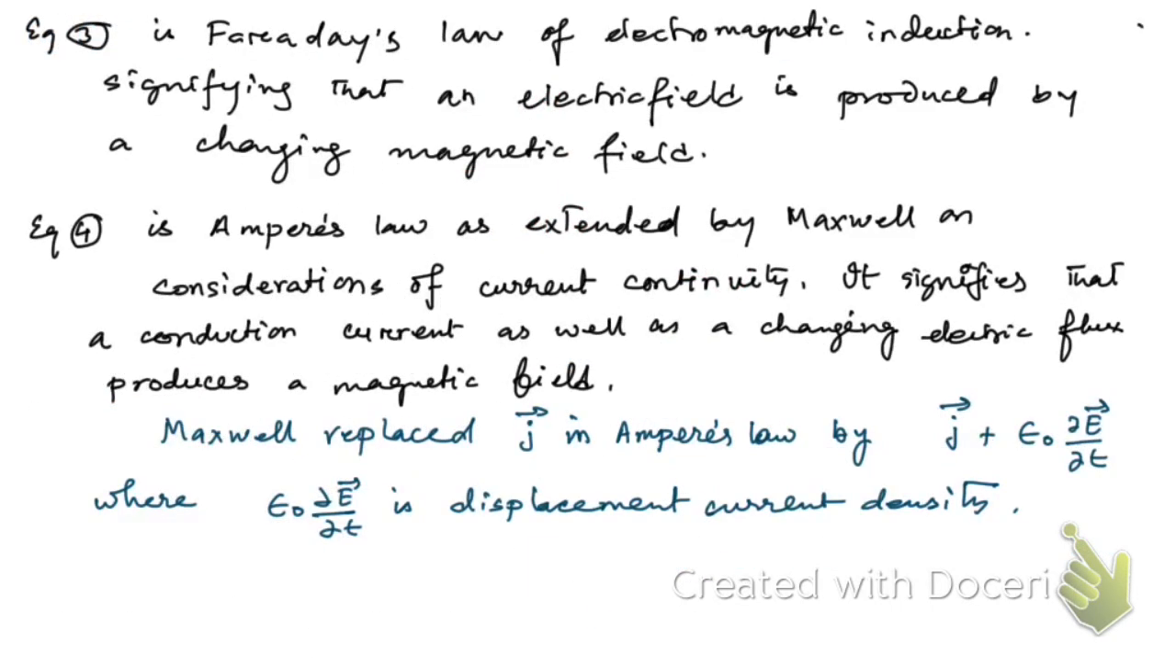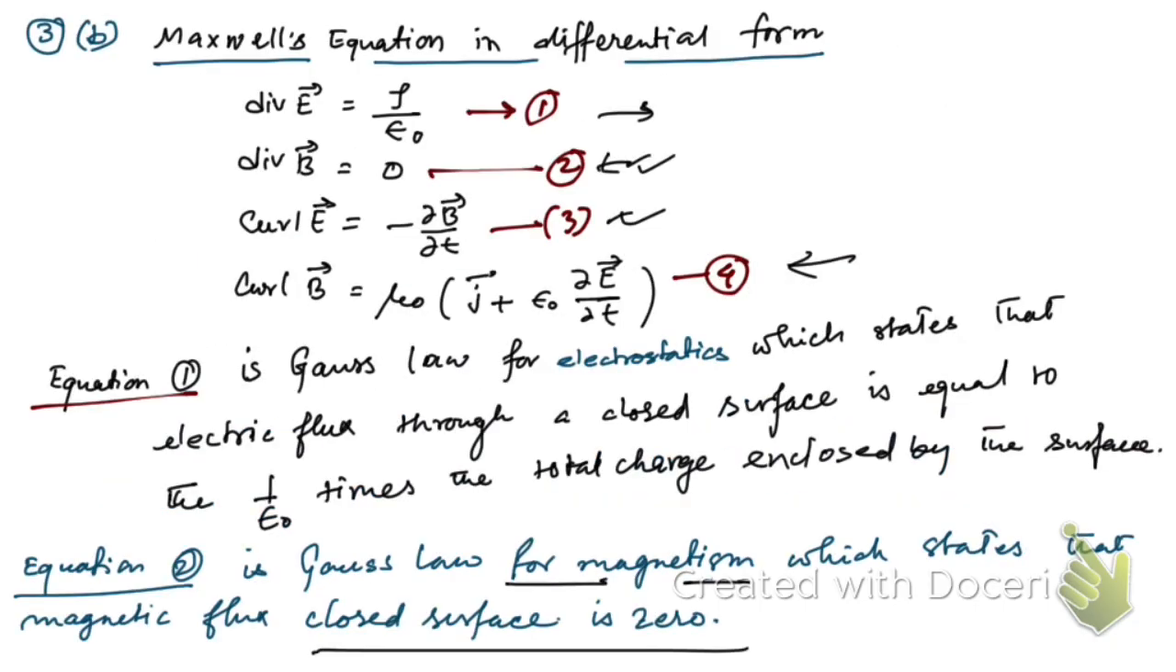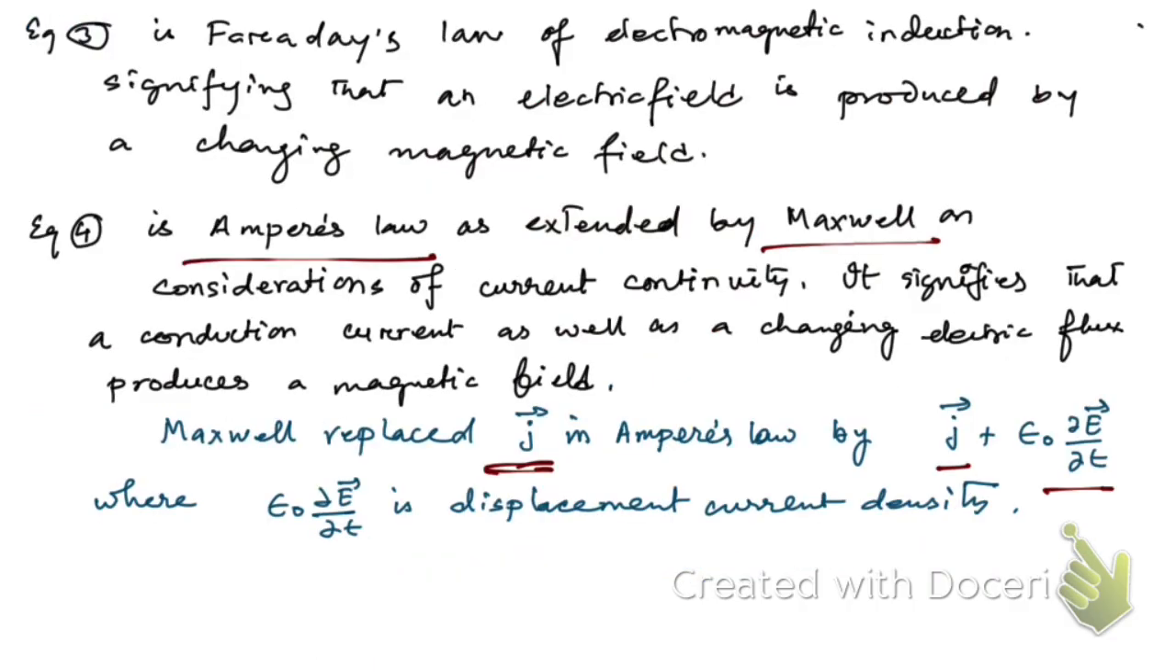So now let's come to the fourth one. It is Ampere's law, but it was modified by Maxwell. He replaced the term J by J plus epsilon naught del E by del t. So the original Ampere's law was curl B is equal to mu naught J. So he replaced this term by this, okay? Where epsilon naught del E by del t represents the displacement current density, right? So hope you have understood this.